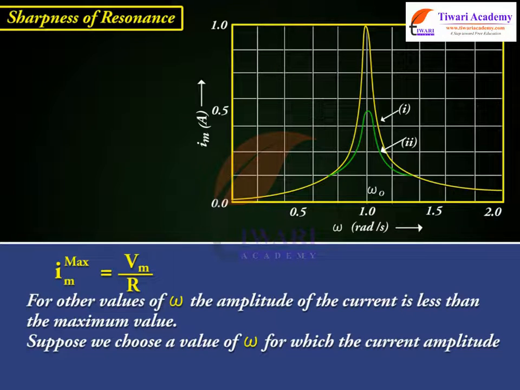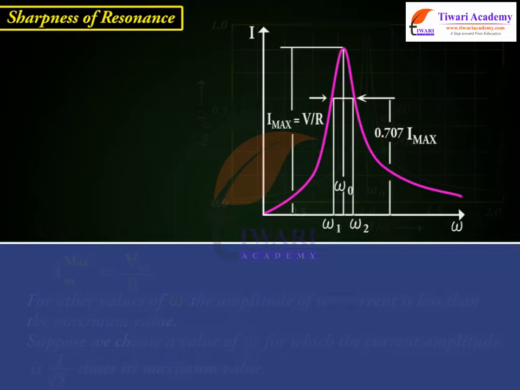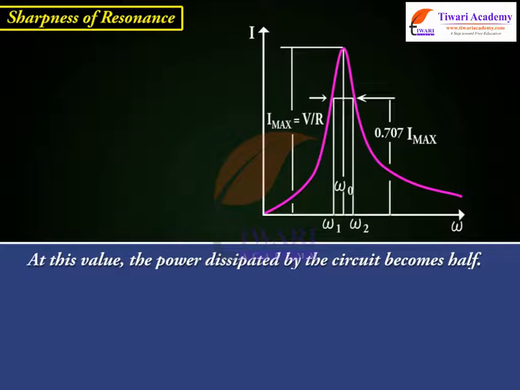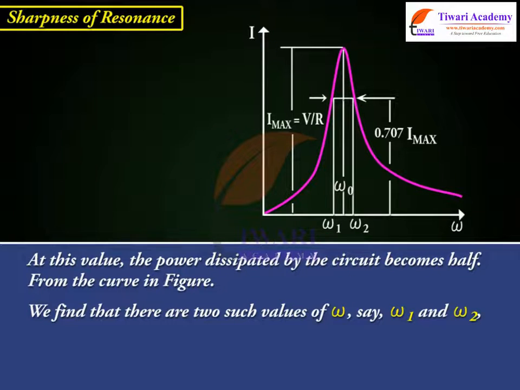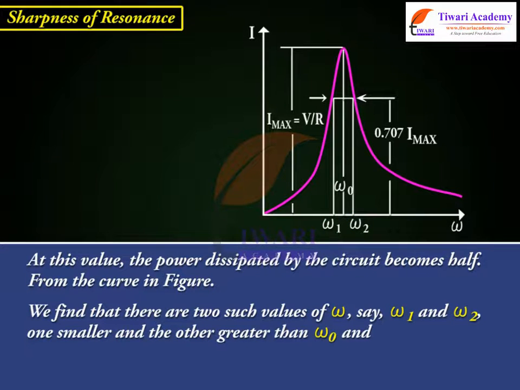Suppose we choose a value of omega for which the current amplitude is 1 by square root 2 times its maximum value. At this value, the power dissipated by the circuit becomes half. From the curve in the figure, we find that there are two such values of omega, say omega 1 and omega 2, one smaller and the other greater than omega naught and symmetrical about omega naught.